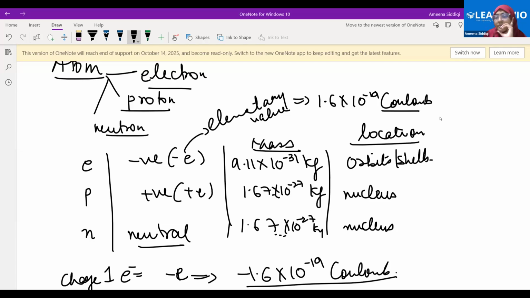Lokya, what is this indicating here? Coulomb. Nikhil, what does this indicate here, bache? Coulomb. Ma'am, standard unit of electric charge.